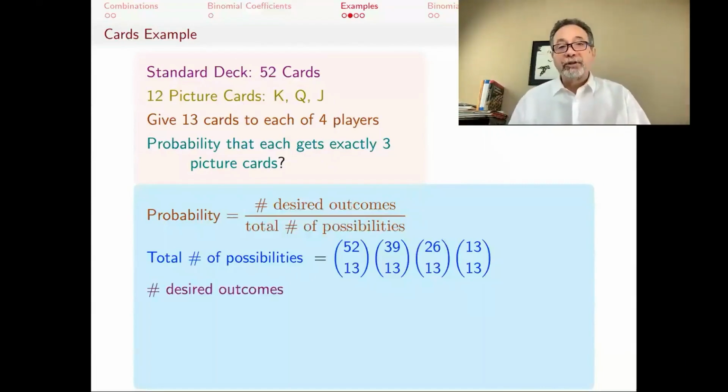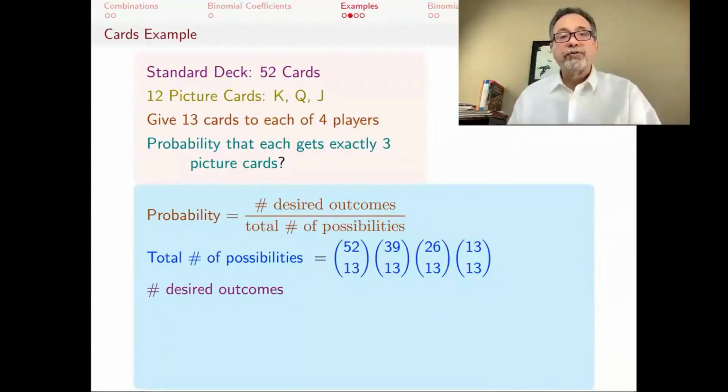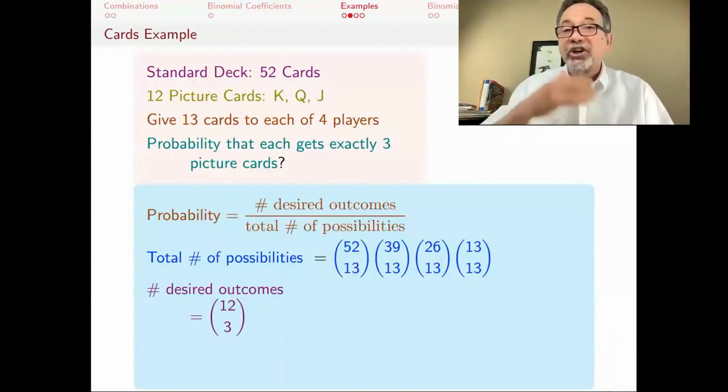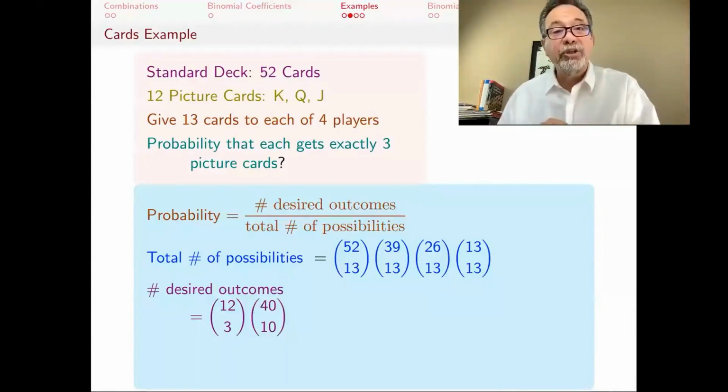Now, the desired outcomes. For the desired outcomes, we're making sure that every person gets 3 picture cards. So we go to the first player. We first decide to give him the 3 picture cards. And for that, we have 12 choose 3 choices. Now, out of the other cards, the ones that are not picture cards, we've got to give this guy another 10 cards. So there are 40 non-picture cards. We have to choose 10 of them to give him. And the number of ways of doing that is 40 choose 10.